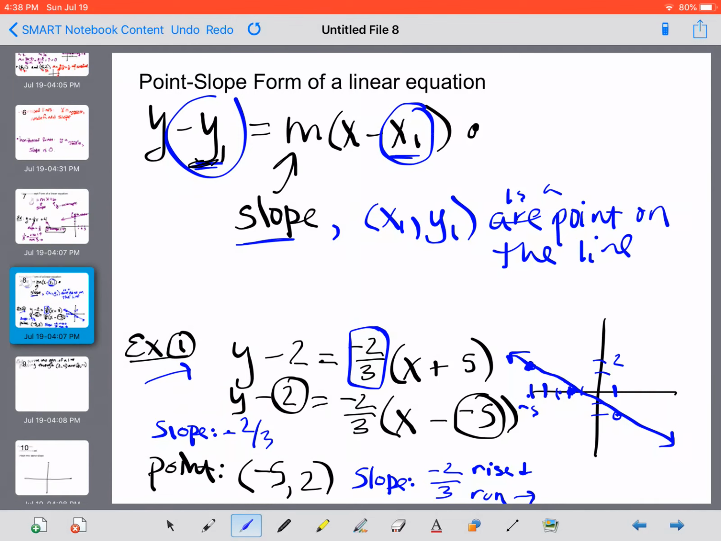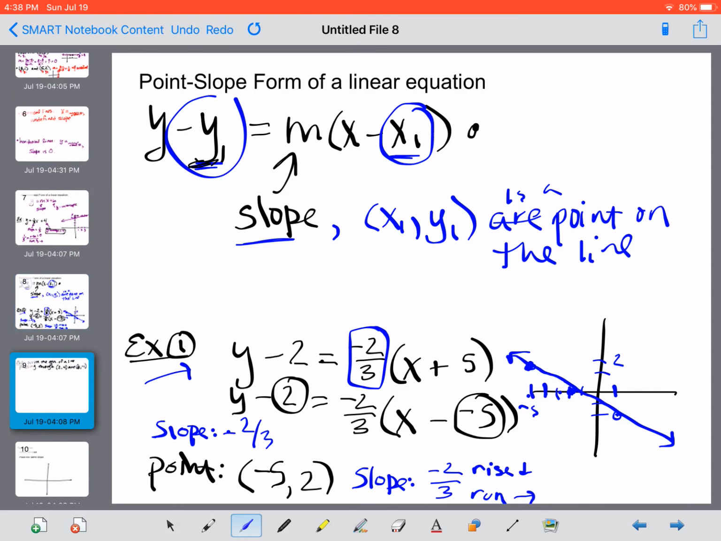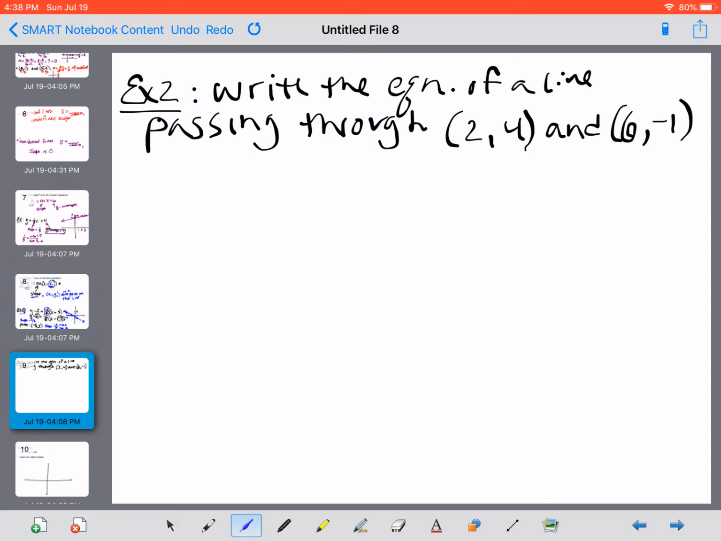All right, let's do one more example of this. What if we wanted to write the equation of a line passing through the point 2, 4, and 6, negative 1? I probably should fix this here. There's infinitely many correct ways to write the equation of a line, so I just want one possible way of writing the equation of a line. But if you're given 2 points on the line, your first step should always be the same, and that should be to find the slope. All right, we've already done a bunch of examples of that.